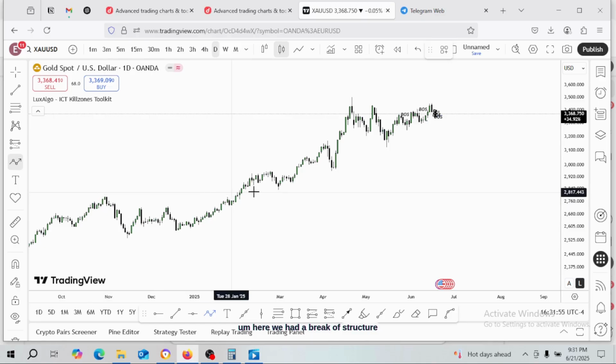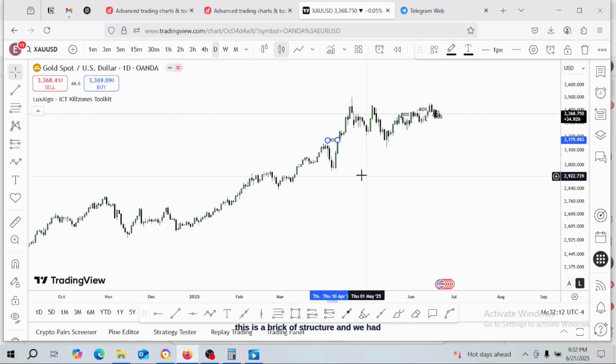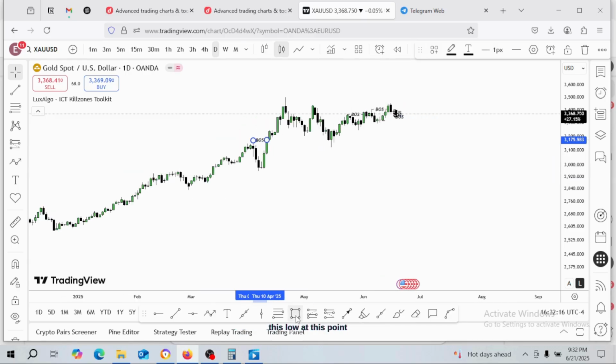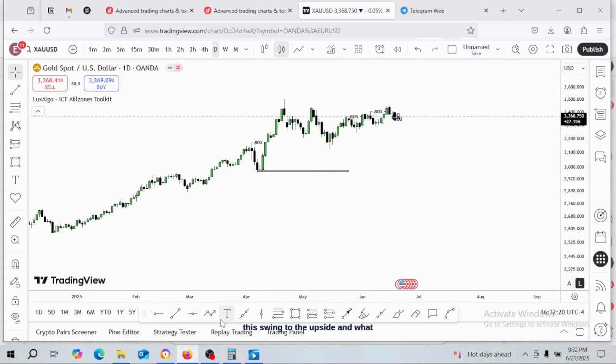Here we had a break of structure and we rallied up. We had a little pullback and we had a little break of structure at this level here. This is a break of structure, and we had this low at this point, and we had this swing to the upside. And what happened? We had a comeback to this area, and now we are having a new swing to the upside.